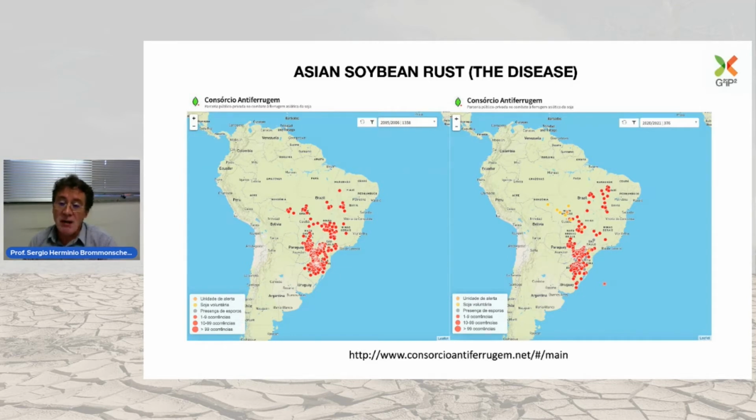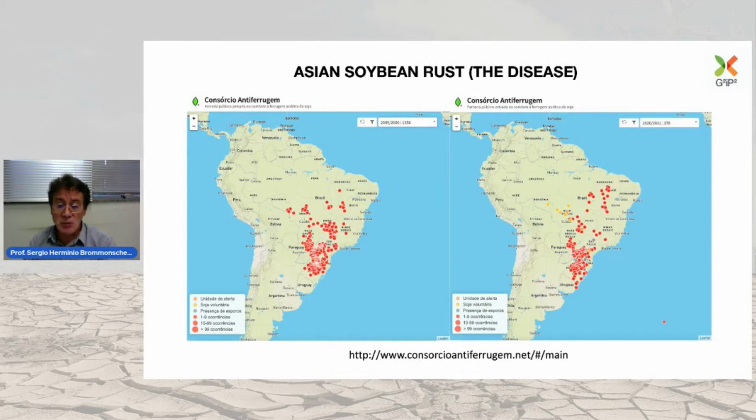I forgot to explain this information I got from the Anti-Rust Consortium page. The red color means that soybean rust was reported at that place at the beginning of the season. It's just to give farmers an idea if the disease is present, and they can use this information to decide if they are going to start to spray or not, okay? Just to give an idea.